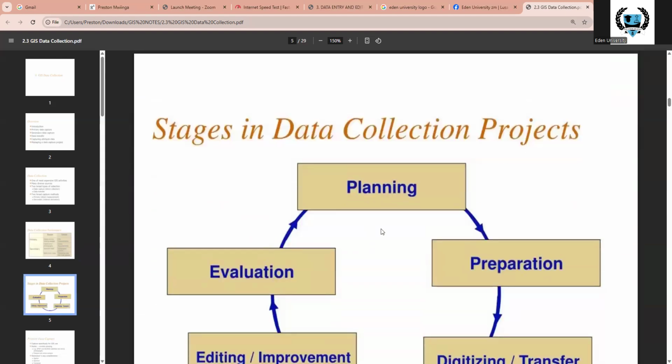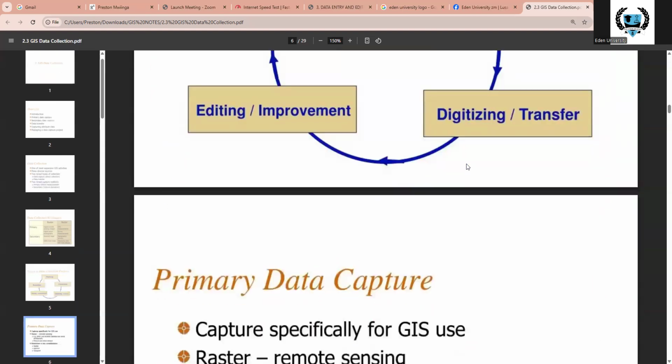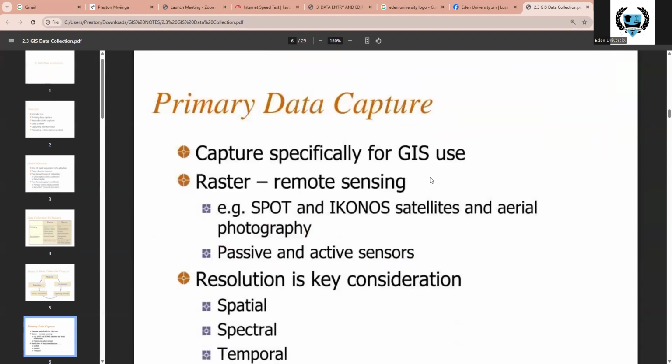So stages in data collection. This is our cycle, and it keeps on evolving. So we've got planning, preparation, digitizing, editing, evaluation, and it keeps going round and round. It's a cycle.